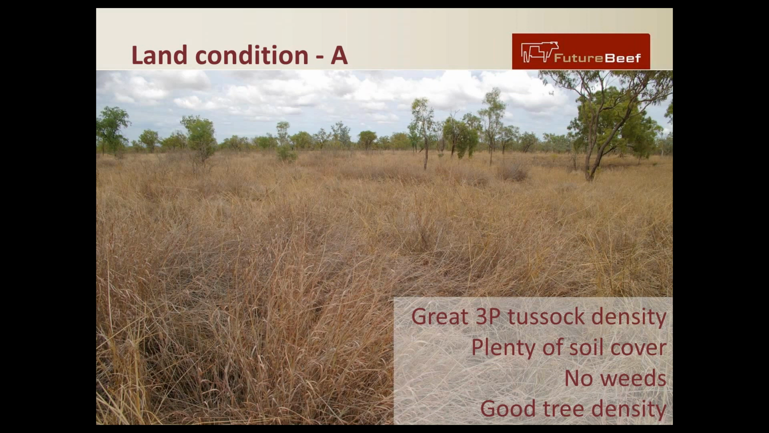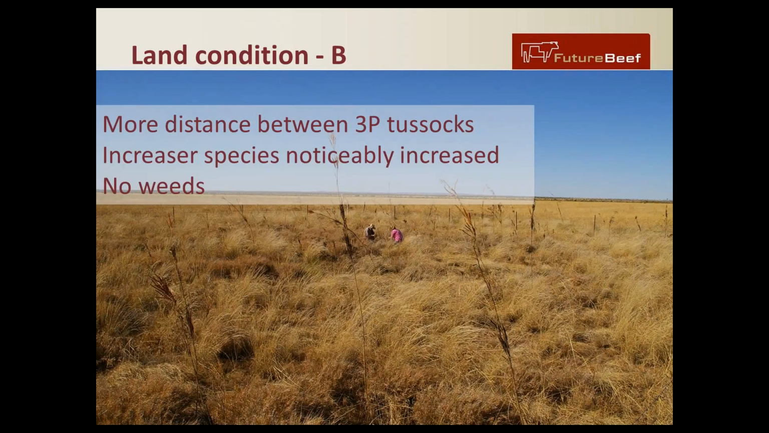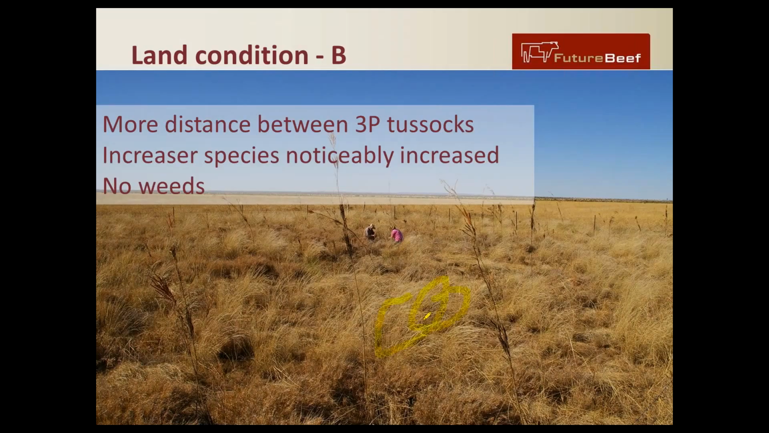Then in our heavy stocking rate, our heavy utilisation rate paddocks, we would have seen more distance in between our palatable, perennial, productive tussocks. We would have noticed an increase in increaser species. Now, I'm not sure how familiar you are with your increaser species identification, and I hate telling people how to suck eggs, but I just want to draw your attention to the Aristida, the feathertop wiregrass, which can be seen all through here.